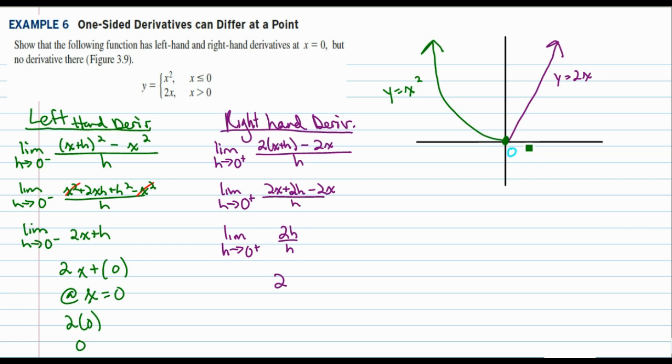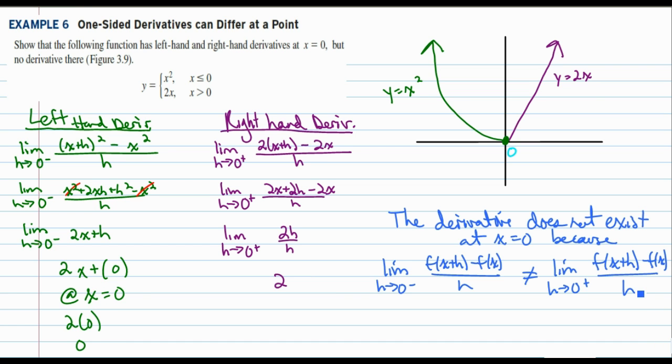It would look like it was going to be about a horizontal tangent. So the left-hand derivative exists, the right-hand derivative exists. However, the derivative does not exist at x equals 0 because the limit of the slopes, the limit as h approaches 0 from the left of our difference quotient, does not equal the limit of our slopes from the right, the limit as h approaches 0 from the right of our difference quotient.